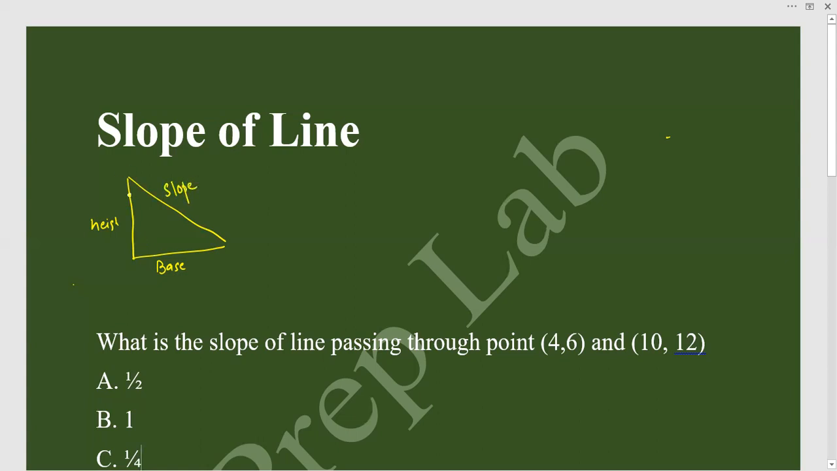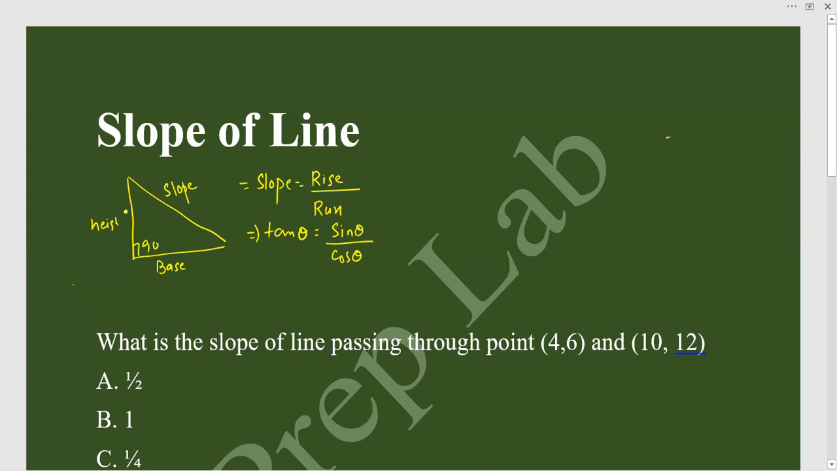If we take this as a right angle triangle, for example, this will be our height or y-axis or perpendicular, and that will be our base or run. So slope is basically rise over run, and slope in geometry is known as tan theta. So when we say tan theta, it is equal to sine theta divided by cos theta.